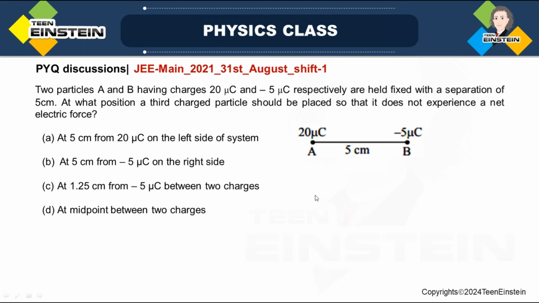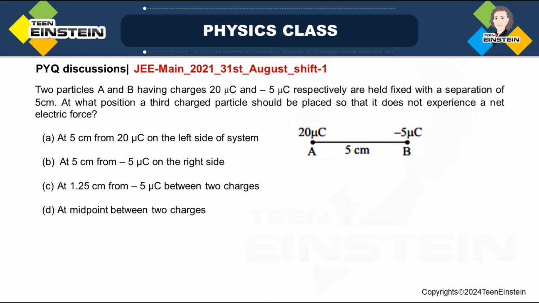Okay, this problem is also a very simple problem. This is from electrostatics. Let us see this problem. The two charged particles A and B, having charges 20 microcoulomb and minus 5 microcoulomb respectively, are held fixed with a separation of 5 centimeter. At what position should a third charged particle be placed so that it does not experience a net force?